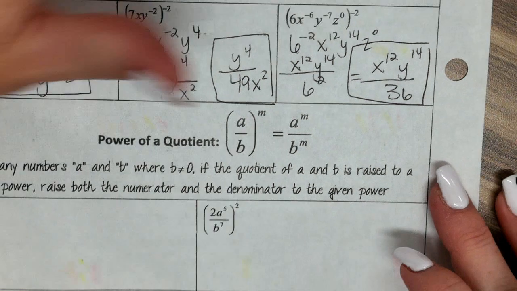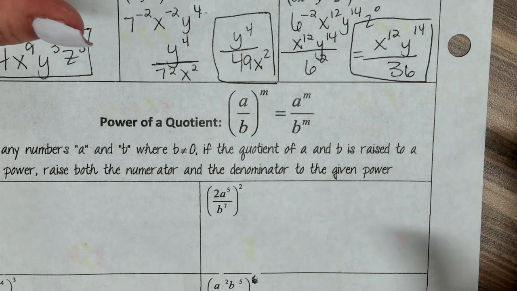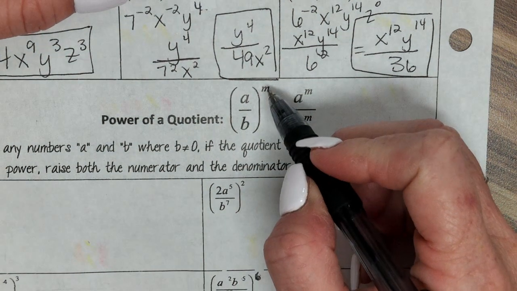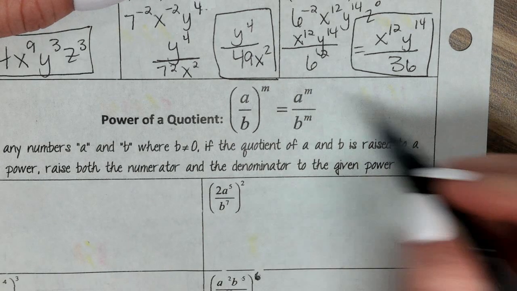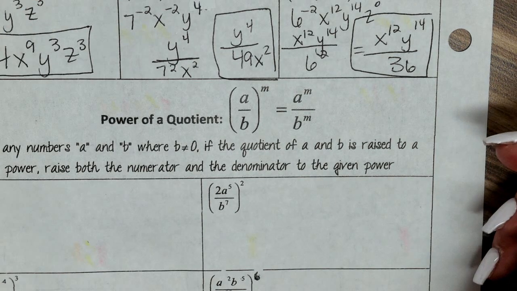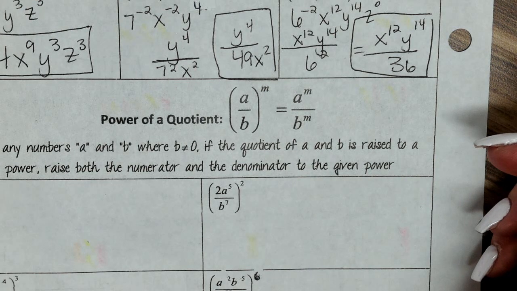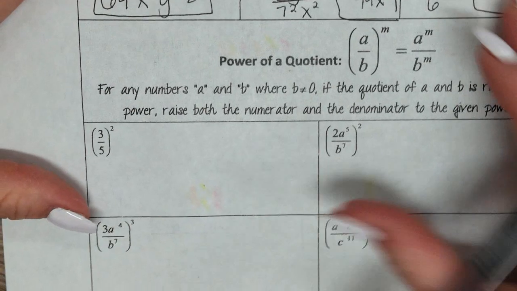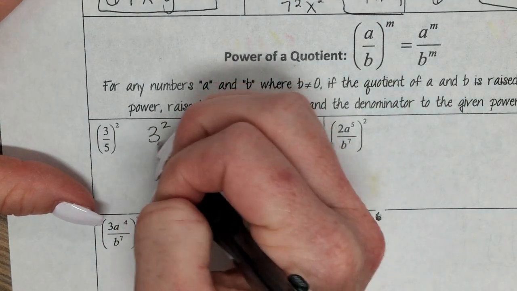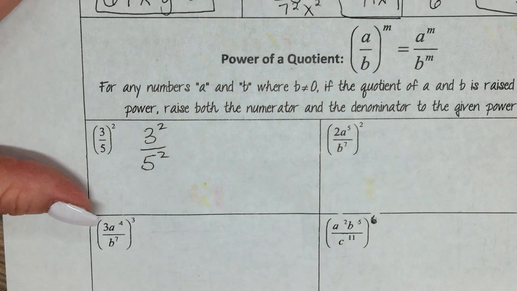All right, let's talk about power of a quotient. Power of a quotient is the same thing. If there is an exponent on the outside of parentheses, it must be distributed to everything in the parentheses, yes? All right, here we go. The first one. This is going to be 3 to the power of 2 over 5 to the power of 2.